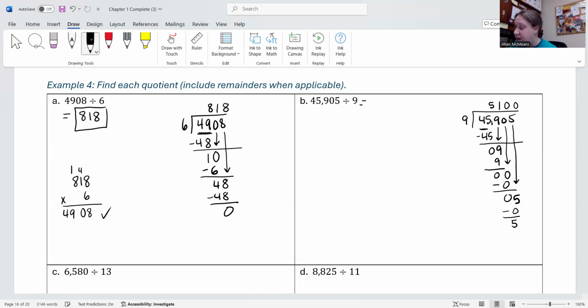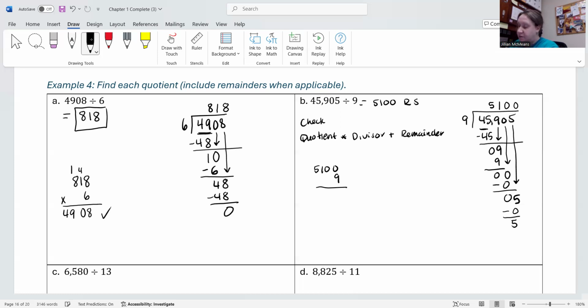Okay, so remember the way we can check this. We think right now our answer is 5,100 with a remainder of 5. The way we can check this is you multiply your quotient by your divisor and then add the remainder. So let's do that. We want to take our divisor, which is 9, multiply it by our quotient, which is 5,100.